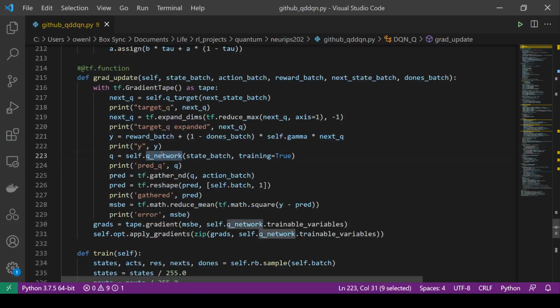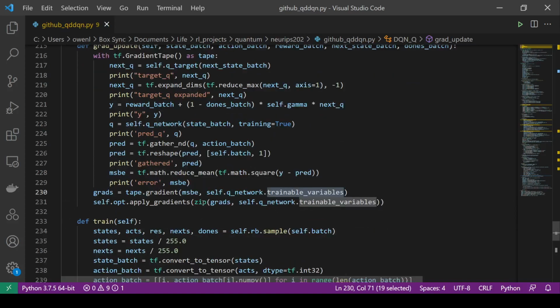We get the current Q network's predictions for the state batch, right? Because this is a target on the next state. And so these are for the actions, right? That was taken. We get the actions. And then we get the error between them, and then we update the gradients based off of that.